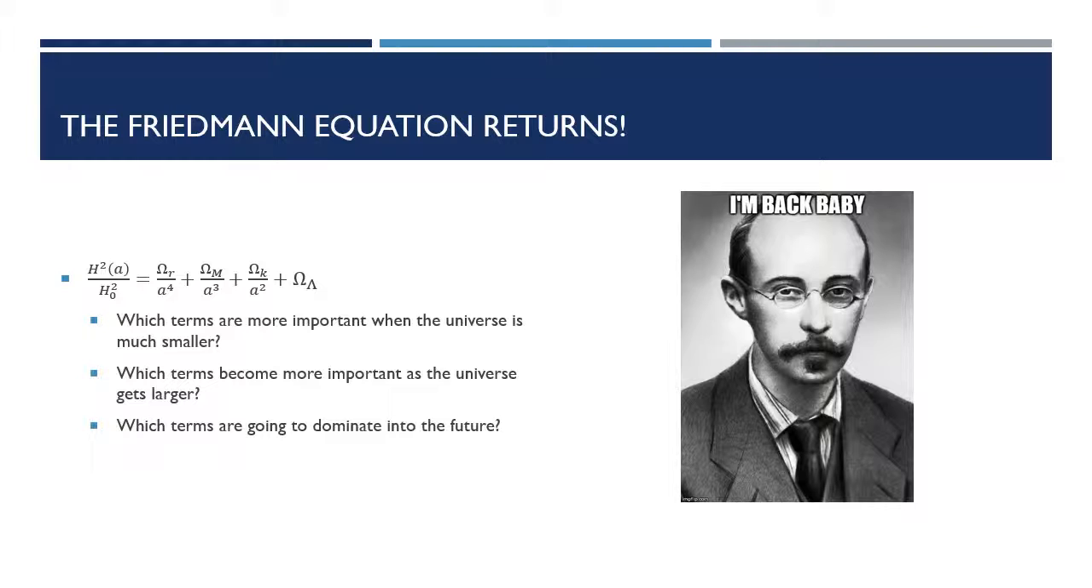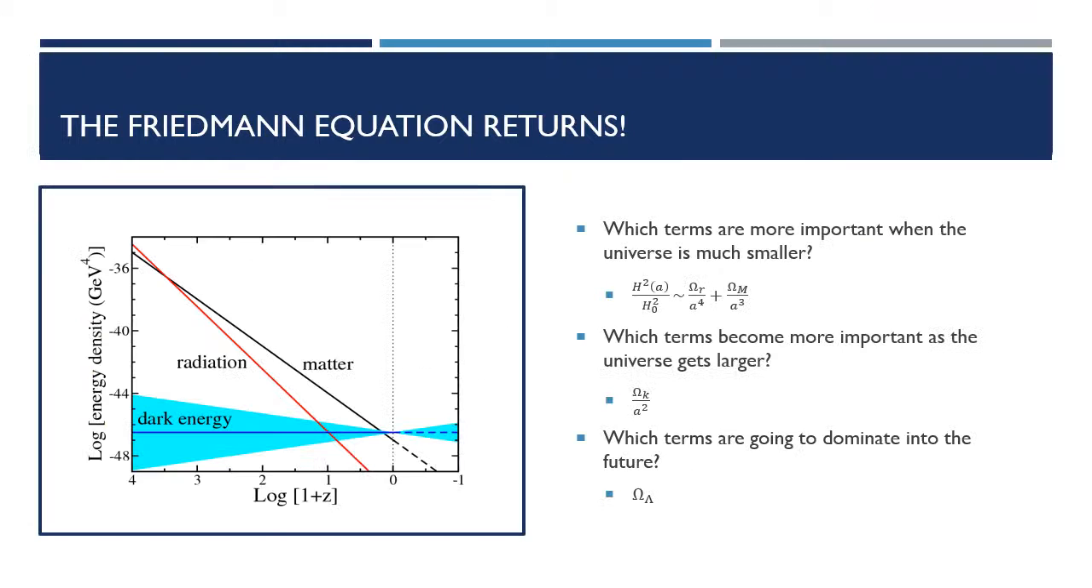So a simple question that I'll just read, and that you could either pause the video or just follow along, is, which terms would be the most important when the universe is much smaller? And the universe is much smaller when the scale factor is smaller. So in particular, the little term a at present is equal to 1, and in the past, a would have been much, much, much, much smaller. But then which terms become more important as the universe gets bigger? And then which terms are going to dominate in the future?